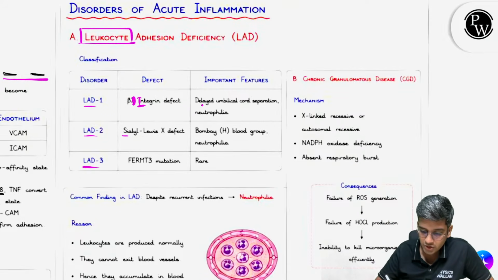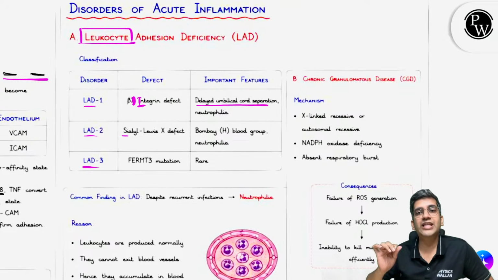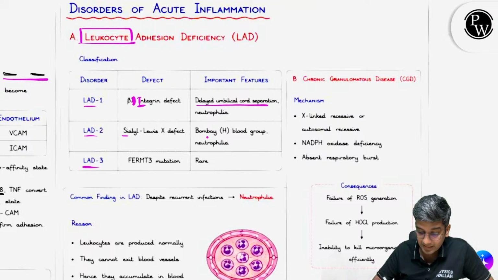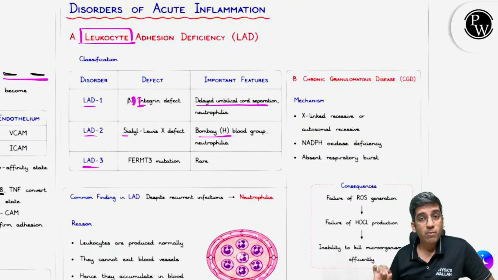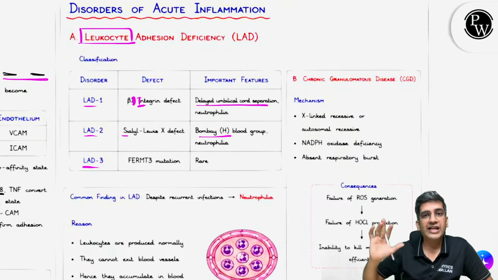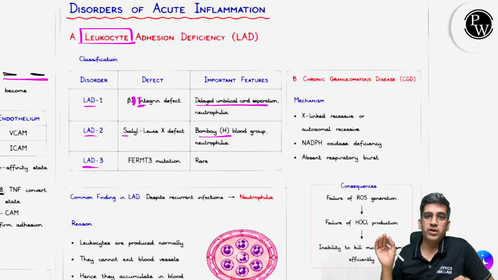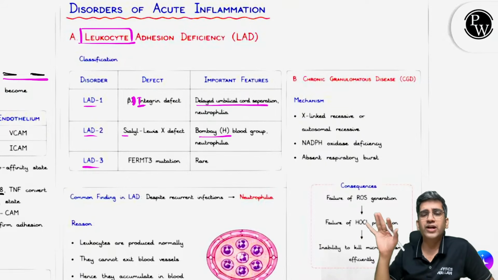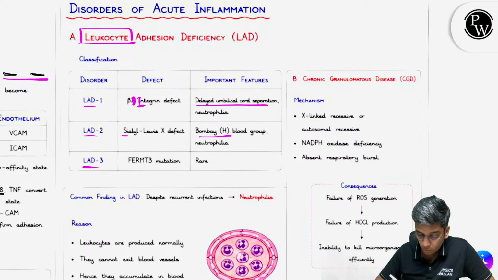In addition to that, your integrin defect will have delayed umbilical cord separation, because integrin is very, very important for wound healing. Selectin defect or CLL-Lewis defect will have Bombay H group, because CLL-Lewis is very important for the blood group. That arm is important for A or B. When the arm is not there, I'll have no blood group, no A or no B, not even O, it's H group. Fine. Both of these will have, the most important thing is neutrophilia.